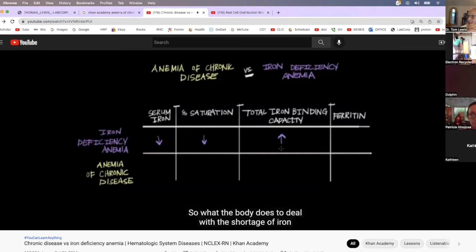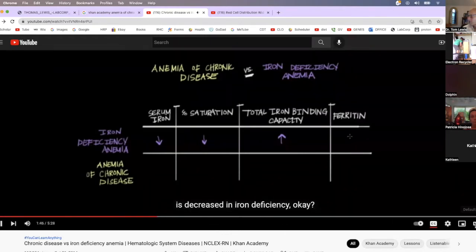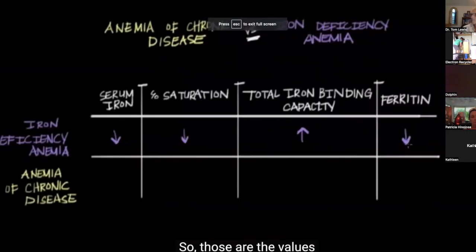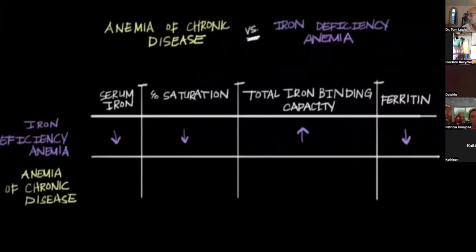So what the body does to deal with the shortage of iron is increase its production of transferrin molecules. It makes more transferrins, puts it out into the blood so that the transferrin can go out there and bind to more iron, to find more iron and bind to more of it. Okay. And ferritin, which is reflective of the amount of iron that's in storage in the body, is decreased in iron deficiency. Okay, so those are the values for iron deficiency anemia. Let's compare that with what you see in anemia of chronic disease.